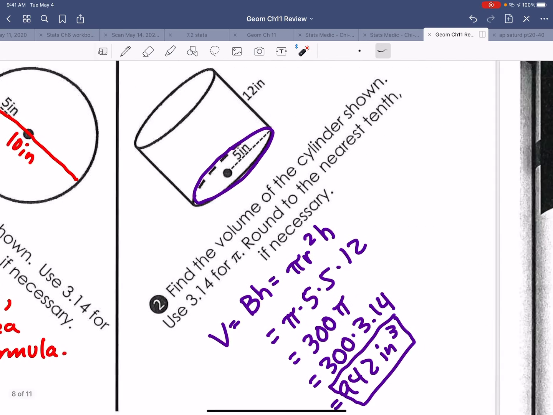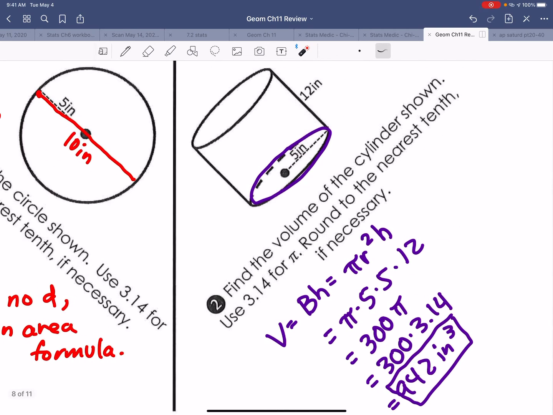Okay, question number 2, find the volume. So the volume of anything in the universe is the area of the base times however high you stacked it. So we stacked these circles 12 inches high. And our base is a circle, so that's why we're plugging in pi r squared h. We get pi times 5 times 5 times 12, which is 300 pi. Be prepared on the test to answer in terms of pi. But here, they've asked us to go ahead and multiply by 3.14, so we get 942 inches cubed because volume is a 3-dimensional measurement.